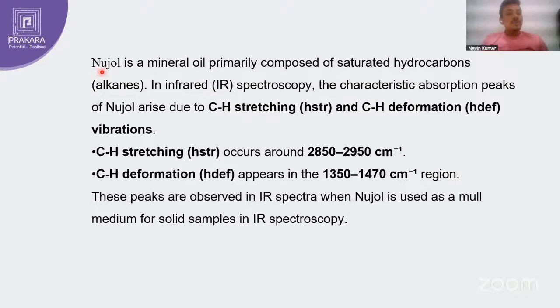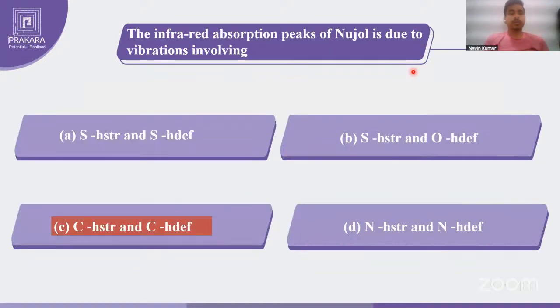Basically, nujol is a mineral oil and it's primarily composed of only saturated hydrocarbon. So if anything is composed of hydrocarbon, you should remember that sulfur is not going to be the right option. This means option A, option B, and option D, that is the nitrogen, these three options are the incorrect options.